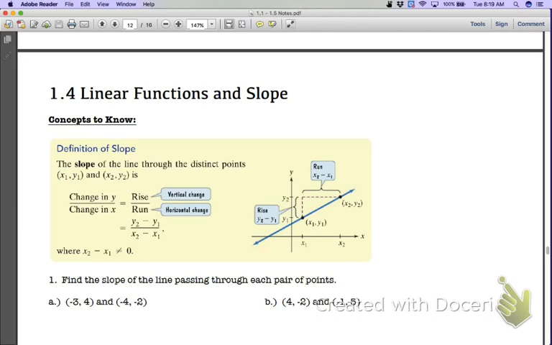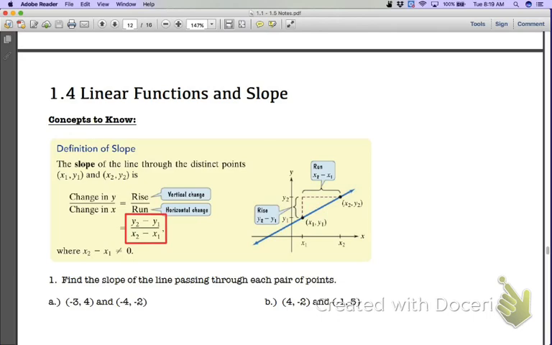Remember, slope is just the rate of change. It's the rise. It's the change in y over the change in x, which is just the rise over the run. If you have any sort of points or coordinates, you're just going to take your two values and subtract them. The y values get subtracted on the top. X values get subtracted on the bottom.